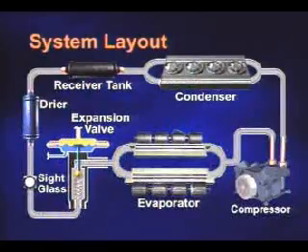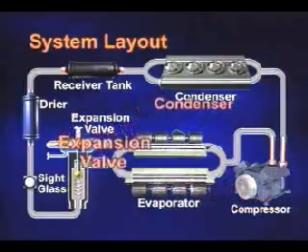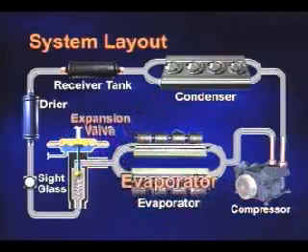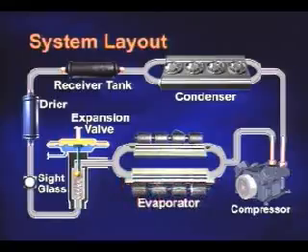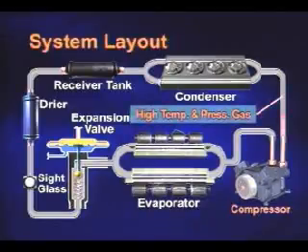The system layout of the roof-on air conditioning system is shown on the screen. The cooling system consists of four major components: compressor, condenser, expansion valve, and evaporator. The compressor compresses and supplies refrigerant to the air conditioning system. Low temperature, low pressure gas refrigerant is converted into high temperature, high pressure gas refrigerant through the compressor.